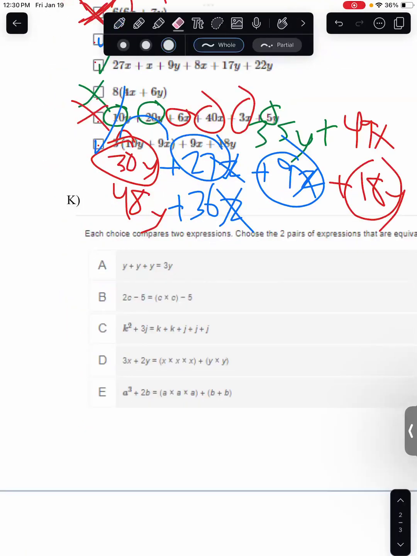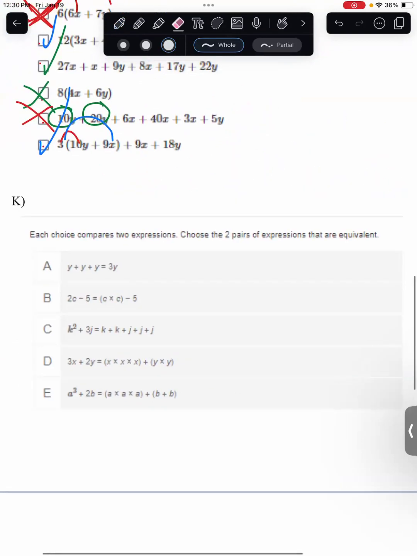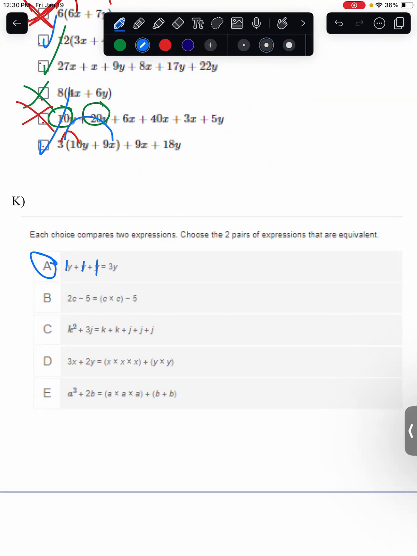All right, last one. We're looking for the two expressions that are equivalent. So if I add up my y's, I have 1y plus 1y plus 1y. I have 3y. That's correct. 2c minus 5. So c times c we know is c squared, c to the second power. Not the same thing as 2 times c. Okay, therefore that is wrong. k squared would be k times k. Notice we have k plus k. That's 2k. Not the same thing.